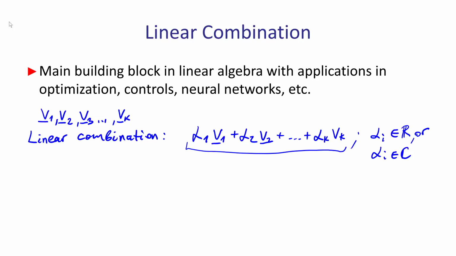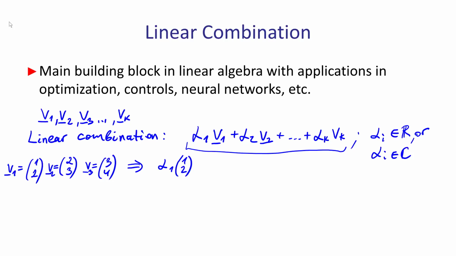Let's take a simple example of a combination of 3 vectors, which are 1, 2, 2, 3, and 3, 4. So this is our v1, v2, and v3. Linear combination of those vectors will be alpha 1 times 1, 2, plus alpha 2 times 2, 3, plus alpha 3 times 3, 4.